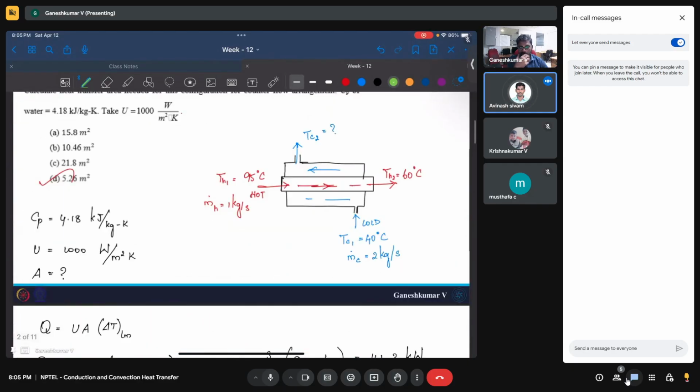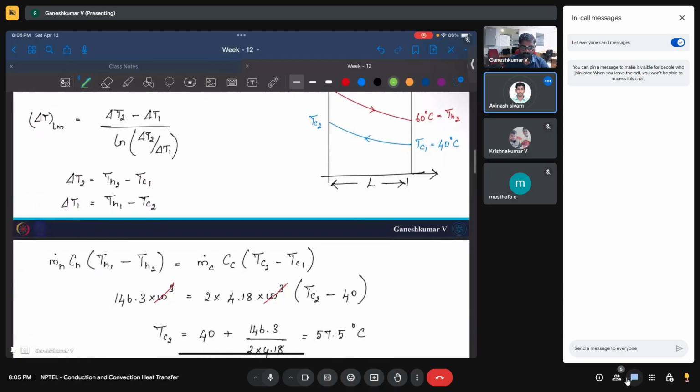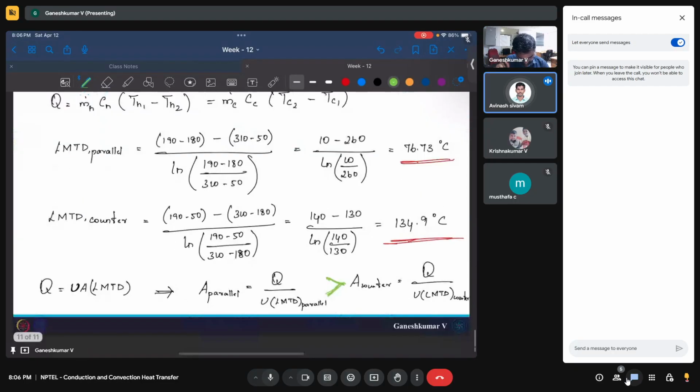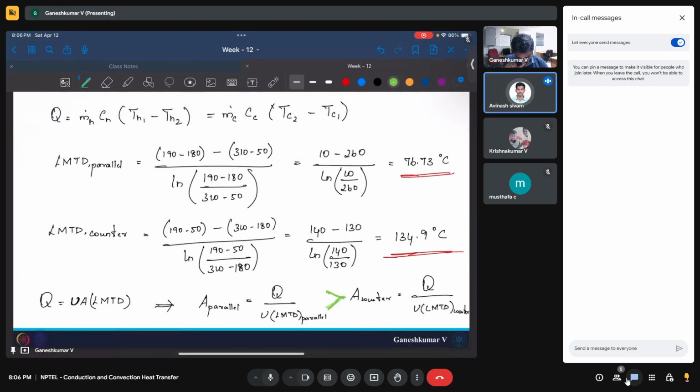Sir, in the last question, the mean temperature, how much, sir? For the last question, for parallel it is 76 and for counter it is 134, right? We get a mean temperature of how much, sir?